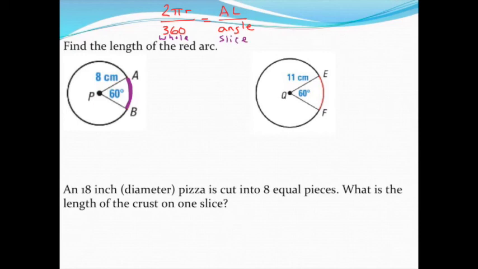AL is the arc length, so that's what we'll typically be trying to find, except when we work backwards. And then angle is going to be the angle of that slice. So there's our proportion. Let's take a look at how this works.